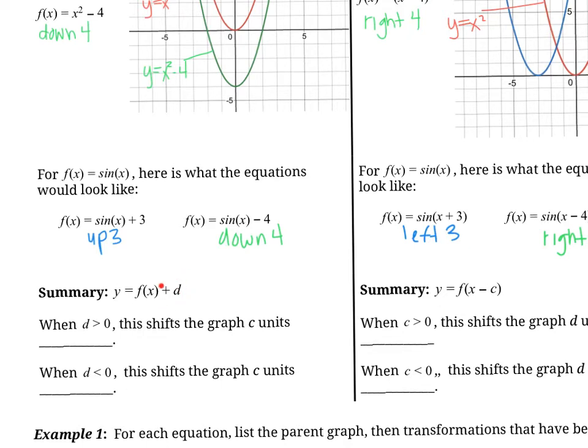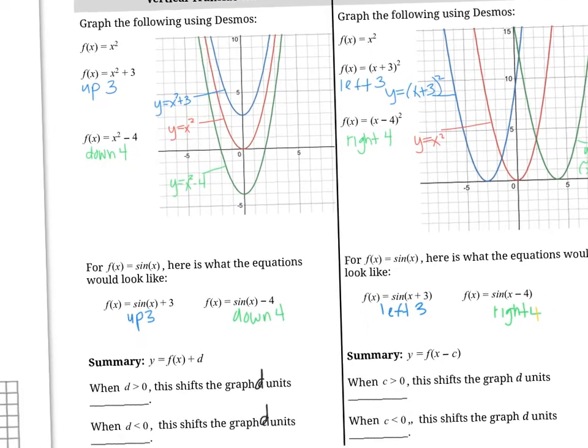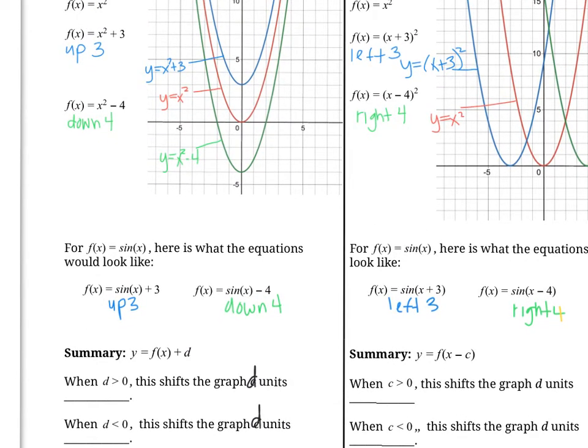When we're adding or subtracting a number outside the function, this is going to move it up and down. There's one little error here. We're going to change this to D and D, not C and C. So when D is greater than 0, what ended up happening? When this number was positive, it moved it up that many units. So if it was positive 7, it would move it up 7 units. And when the number's negative, like here, it moved it down. It doesn't matter what the original function is, no matter what it is, it's going to move it up or down.